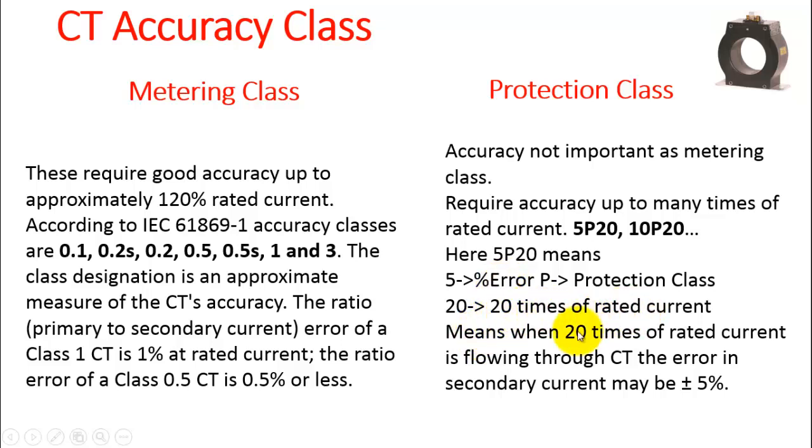So let me elaborate further. This figure 5P20 means that when 20 times of the rated current is flowing through the CT, the error in the secondary current may be plus minus 5%. As you all know that this much current can only flow in a circuit whenever there is a fault. Accuracy of metering and protection class is different.